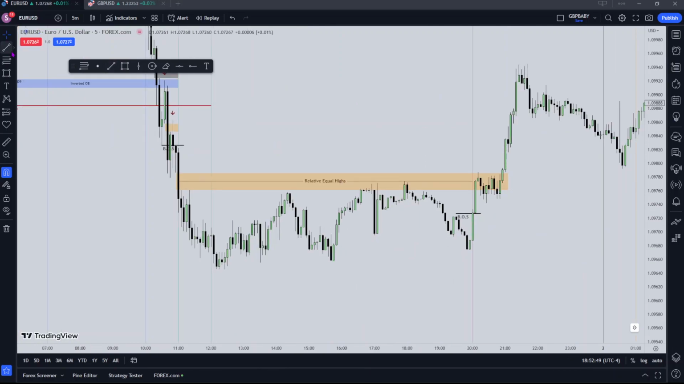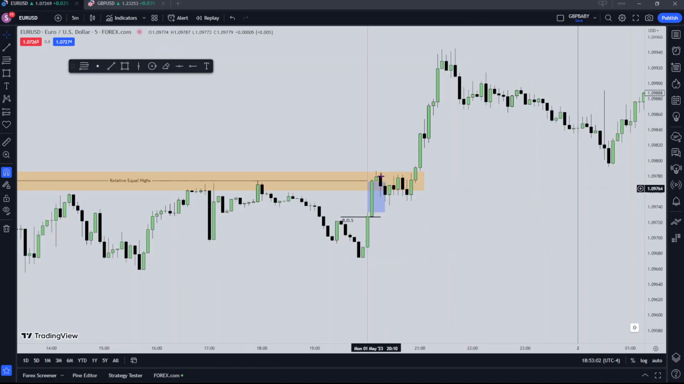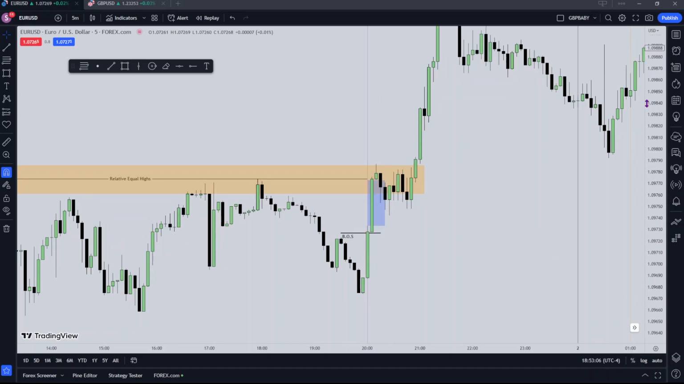We have an entry here. Let's make that blue. See how price trades above the 50% level of this wick. Very interesting. How long have we been going? 23 minutes. Okay, nearly finished.